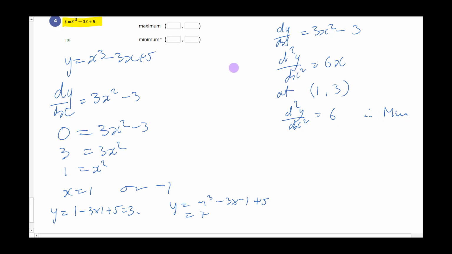So therefore the other one will be a max, but let's just check. So at minus 1, 7, because if it doesn't work, we know we made a mistake. d2y by dx squared, put the minus 1 in, gives me minus 6. Therefore we have a maximum. So the maximum was minus 1, 7, and the minimum was 1, 3.